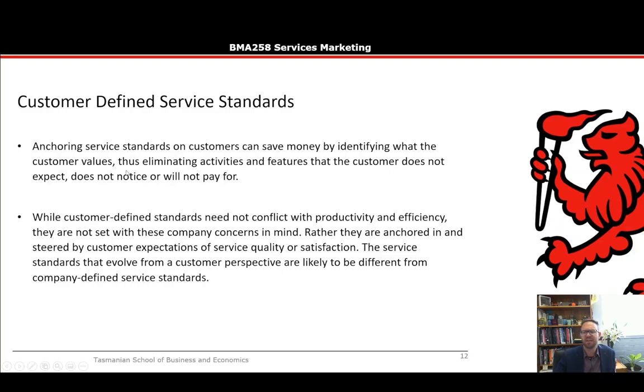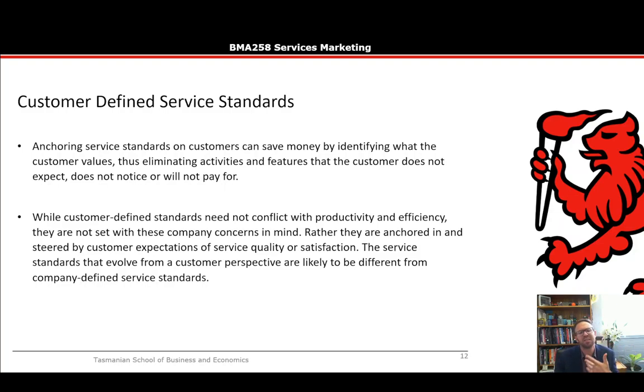While customer-defined standards need not conflict with productivity and efficiency, they are not set with these company concerns in mind. Rather, they're anchored in and steered by customer expectations of service quality and satisfaction. The key difference is the service standards aren't set by what we think our customers are expecting. We actually go out there and ask them. So it takes more work, it takes marketing research. We've got to get closer to our customers to be able to do this, and if you're a marketing person, it takes effort to get close to your customers.